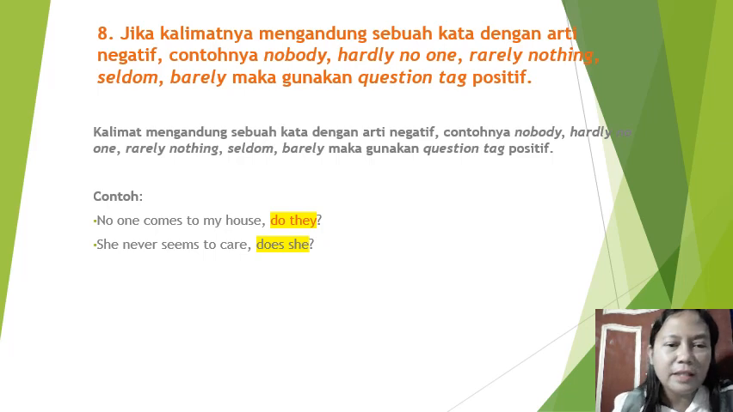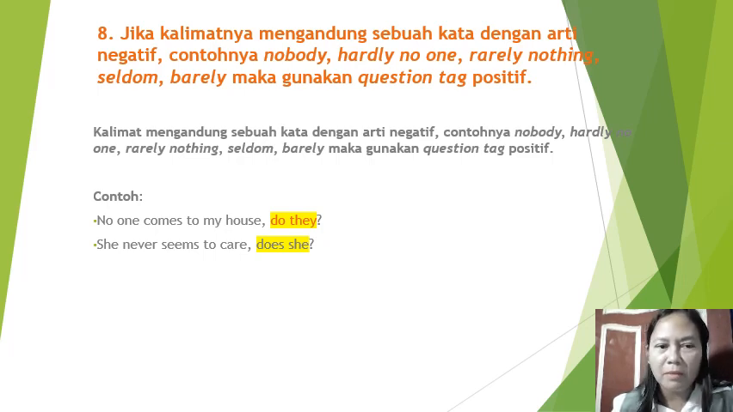Okay, next. She never seems to care, does she? Look at this one. She never indicates negative, even though there's no doesn't. So it indicates a negative sentence. Select the first requirement. She never seems to care. It is negative, so the tag is positive. Never ini dia negatif. She never seems to care, so this one is does she.